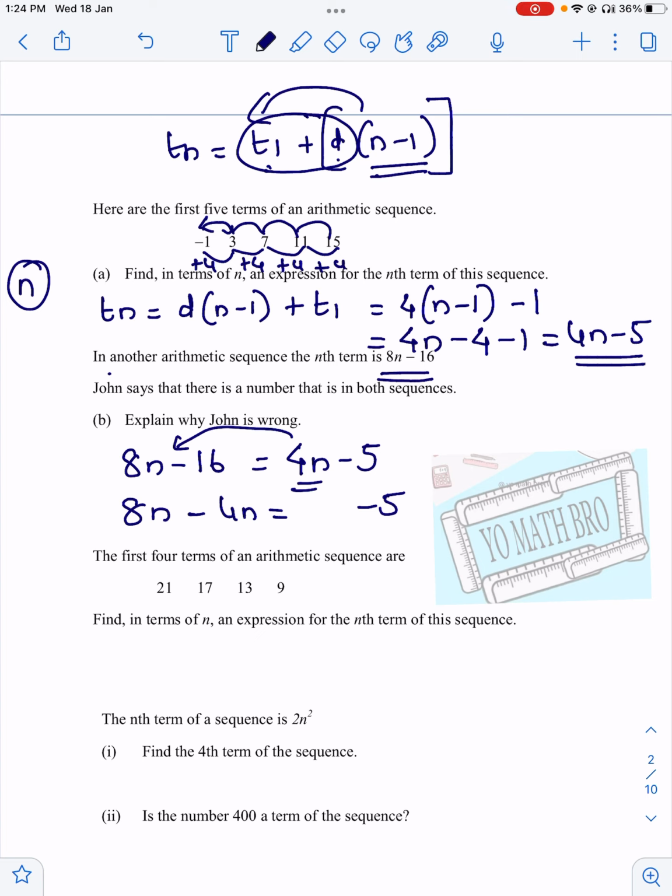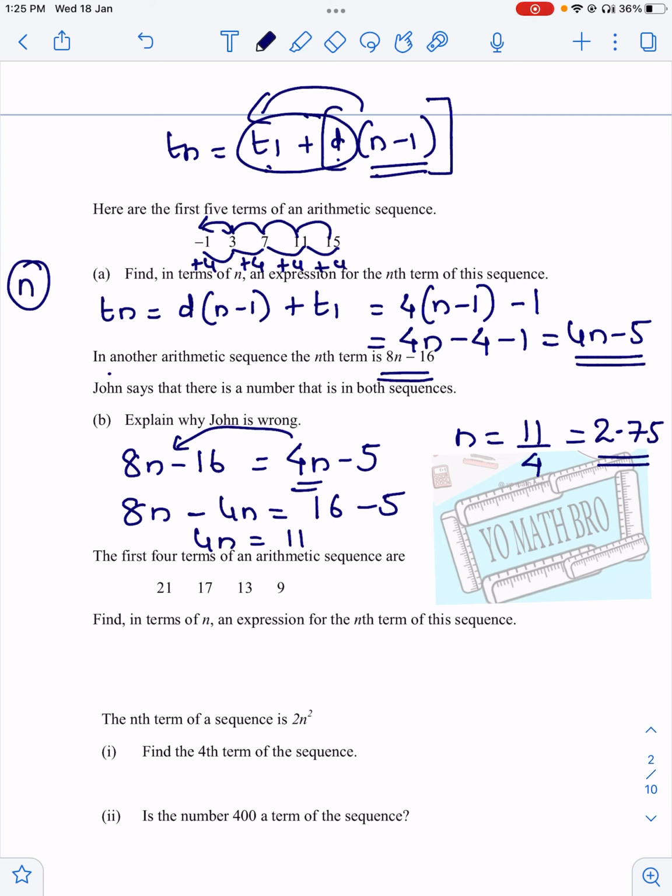Minus 16 comes this side, becomes plus 16. So I get 4n is equal to 11 and n is equal to 11 upon 4. Again, I don't get it in the table of 4: 4 2s are 8, 4 3s are 12. That means I have not got a whole number. So John was actually wrong.